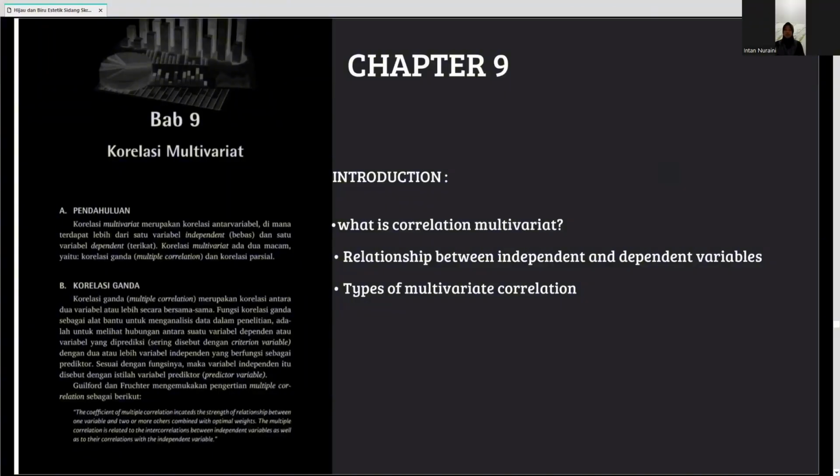In chapter 9, slide 1: what is multivariate correlation? On this slide, I explain multivariate correlation. Multivariate correlation is a statistical method used to analyze the relationship between several independent variables and one dependent variable at the same time. This means we study how multiple variables together are related to one outcome.